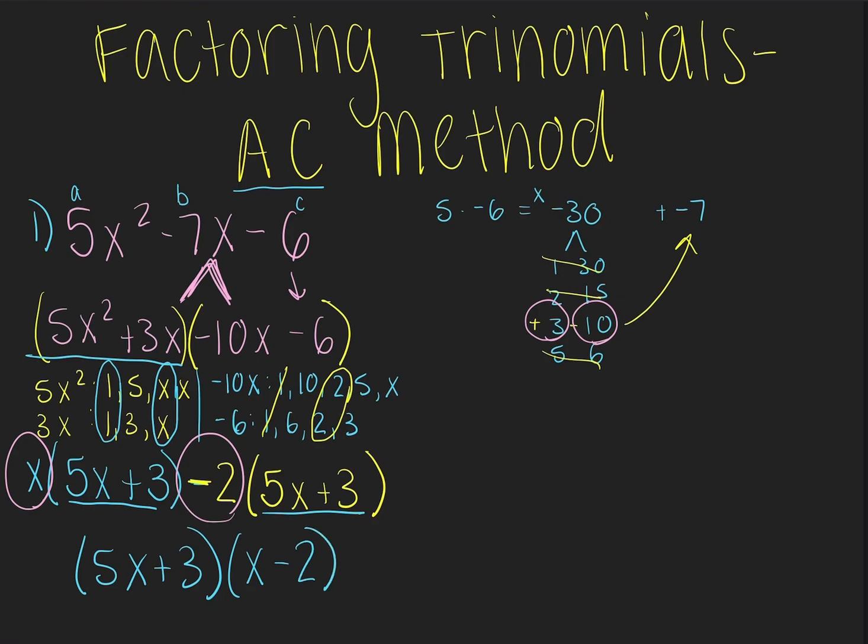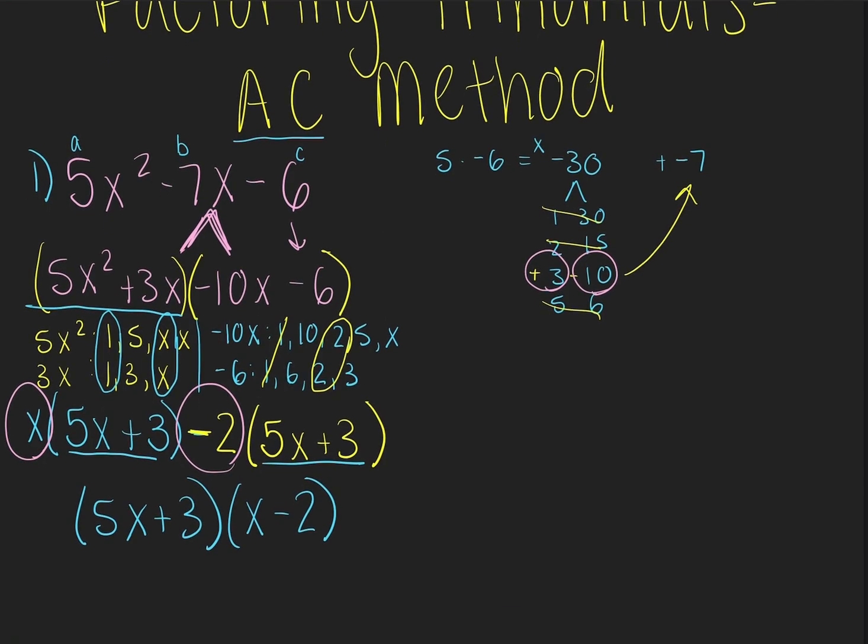And of course, multiplication is commutative, so if you also wrote x minus 2 times 5x plus 3, even if you wrote them the opposite way, those still check out and will FOIL back to your number. So those are my two answers there. And that is how to factor trinomials using the AC method. I hope this helps some of you.